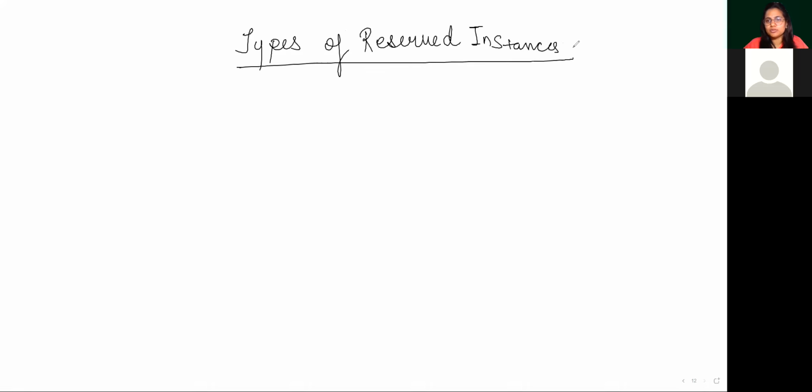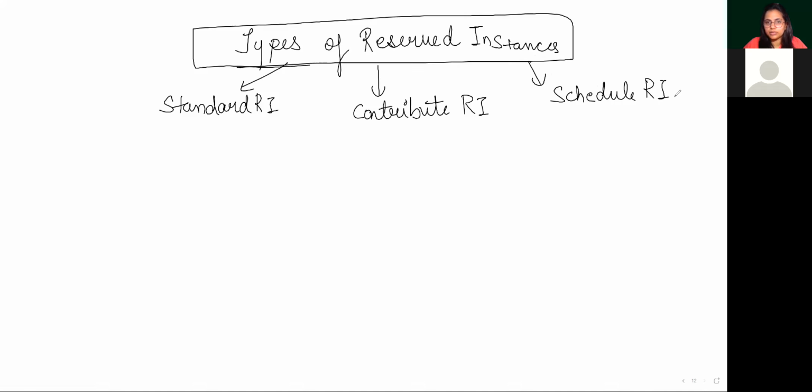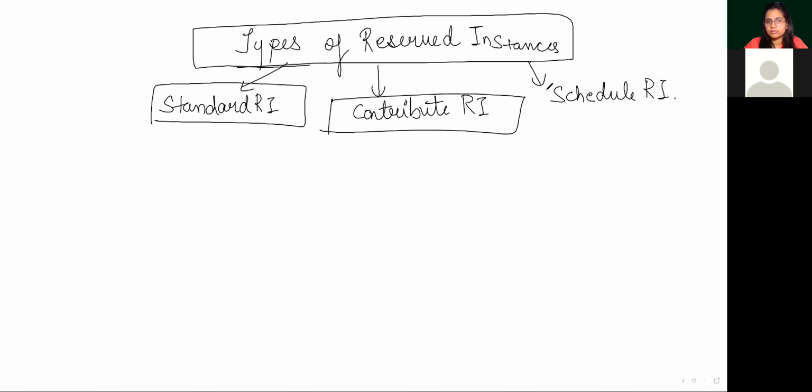Similarly, types of reserved instances. There are three types of reserved instances. One is standard reserved instance, another is convertible reserved instance, and another is scheduled reserved instance. You're clear with reserved instance, no? Yeah, I'm clear. Now there are three types of it. So what happens in the standard one?